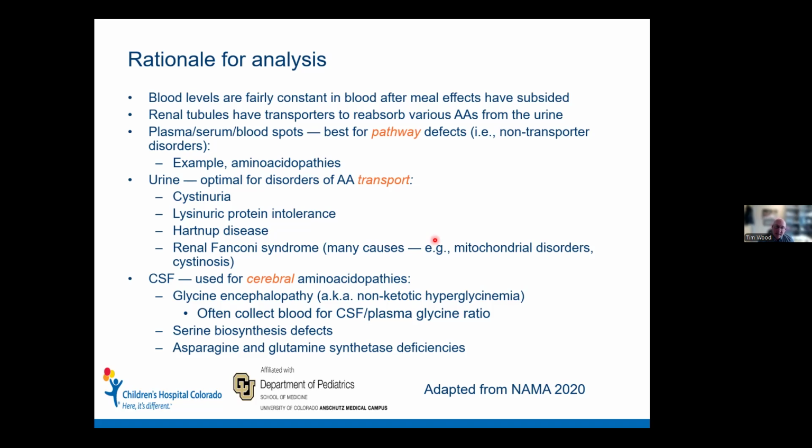We don't do a lot in CSF, although I think it would be a good sample type for us to explore more, but there are a handful of metabolites that you can detect via CSF.